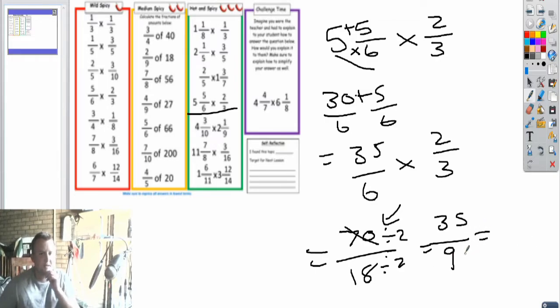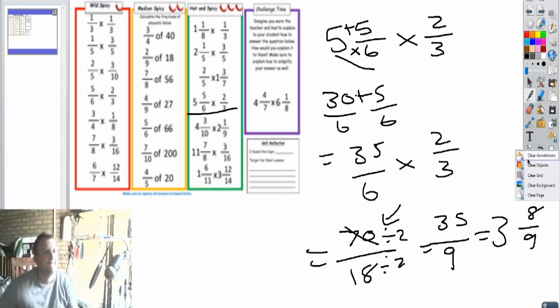So let's do a 9 times table. 9 to get to 35. How many 9 over 9s are there? 9, 18, 27. There's 3. 27 to 35 is quite a bit. There's 8. So it's 8 over 9. There you go. 3 and 8 over 9.